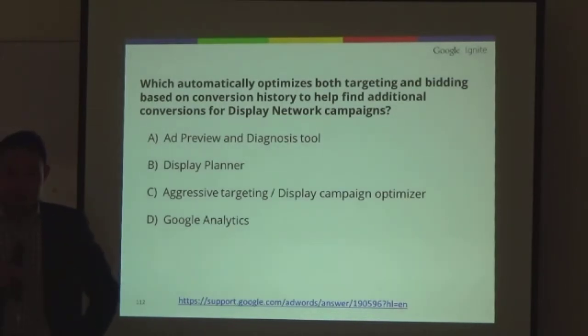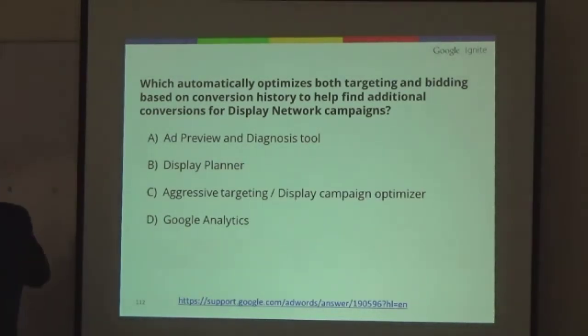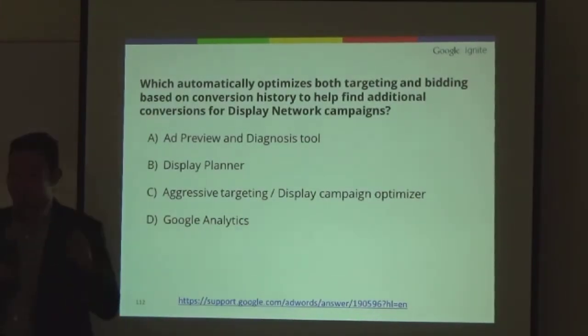Alright, next question. Which automatically optimizes both targeting and bidding based on conversion history to find additional conversions for the display network? The keywords here that you might want to look into are automatically optimize both targeting and bidding, at the same time. Which tool do we use in the display network? Is it A, ad preview tool? True, false? Yes, that has nothing to do with targeting and bidding. That's to show your ads, to see where your ads appear, in which country, in which kind of context as well.